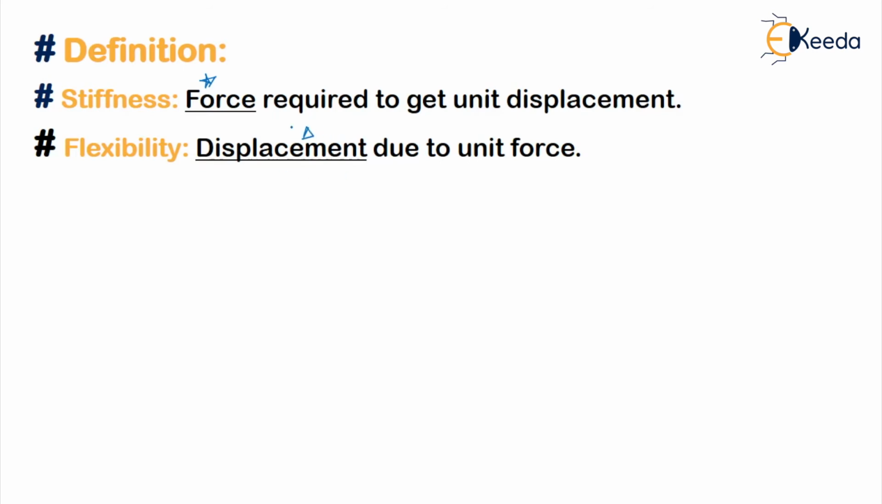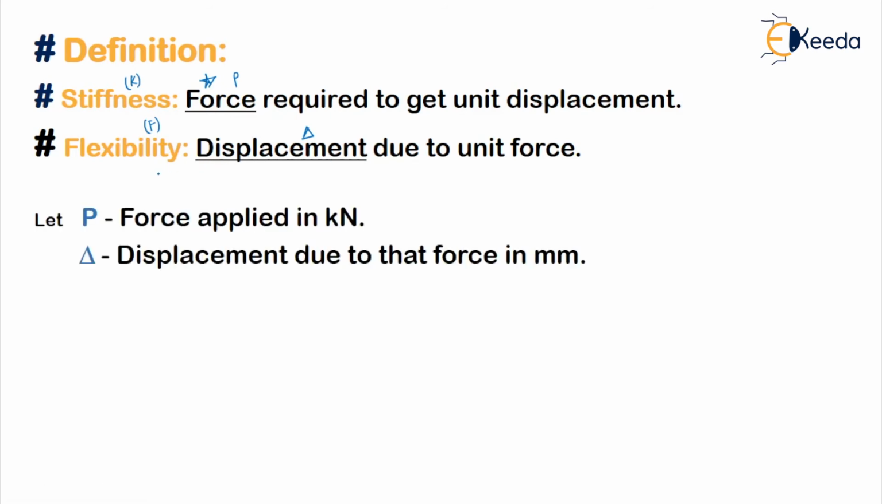Displacement we will call delta and force we will call P. Stiffness is taken as K and flexibility is taken as F. So the force required to get unit displacement is stiffness, and displacement due to unit force is called flexibility. Now, what is the formula for stiffness? Stiffness is force divided by displacement, whereas flexibility is displacement divided by force. P is the force in kilonewton and delta is the displacement due to the applied force in mm. This is your stiffness and this is your flexibility.